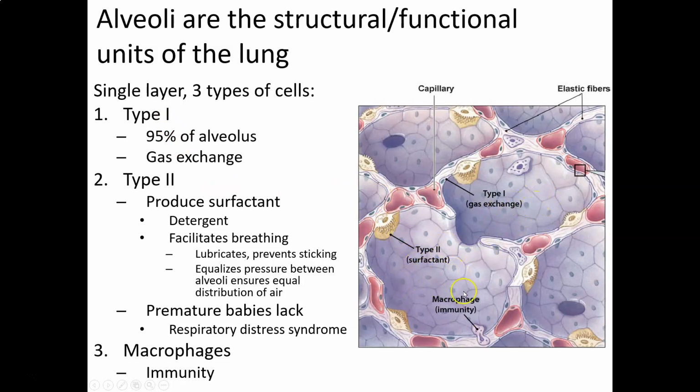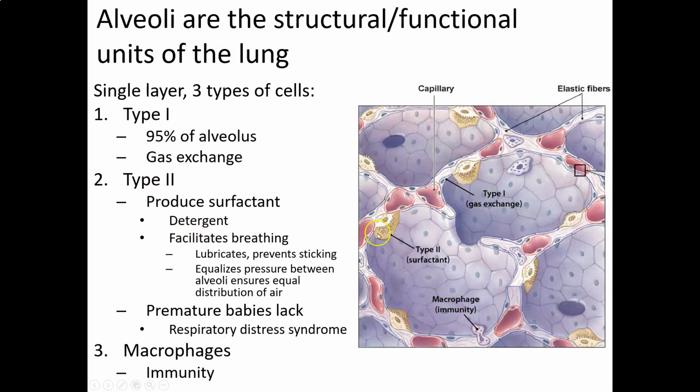So all these little hexagon-shaped cells that you see here, those are all your type 1s. And they are maximized for gas exchange. So there are these thin, simple squamous epithelial walls that really enhance the diffusion of gas. Okay? Scattered throughout, but relatively few, are the type 2 cells.